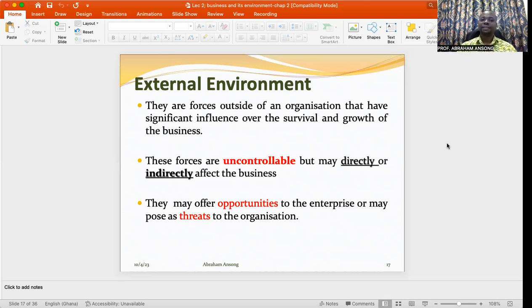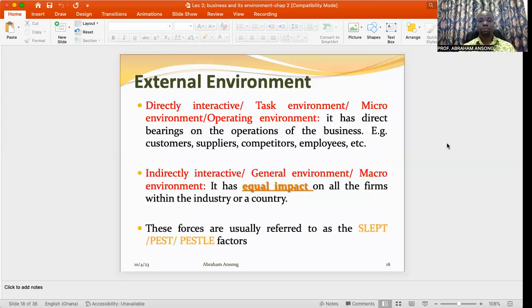But unlike the internal environment, these forces are normally uncontrollable. Okay, they are not within the influence and control of the management of the organization. All right. They may be impacting the organization directly or indirectly. And as you might have realized in my earlier explanations, it is from this environment that you are likely to see or identify the opportunities and the threats that are likely to be confronting a business organization. So the external environment helps us to know the opportunities and the threats within the organization.